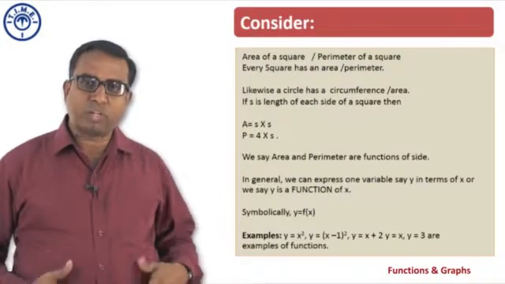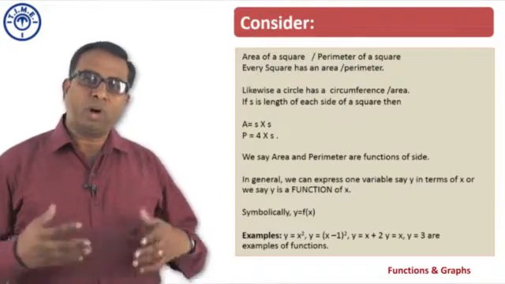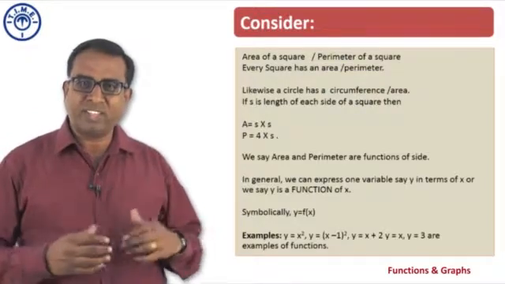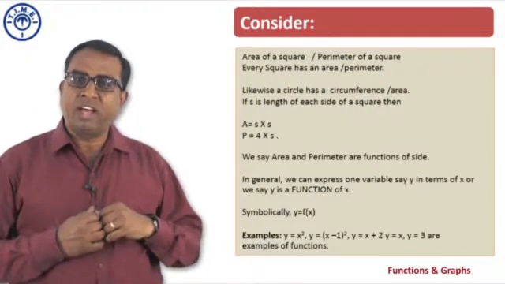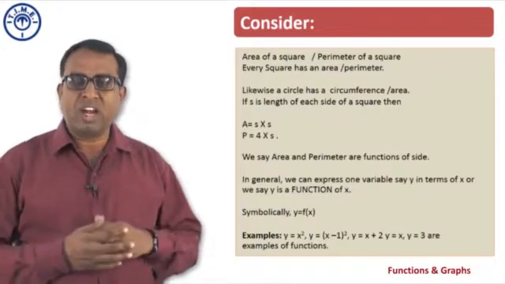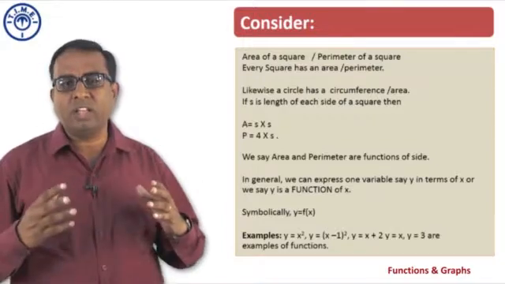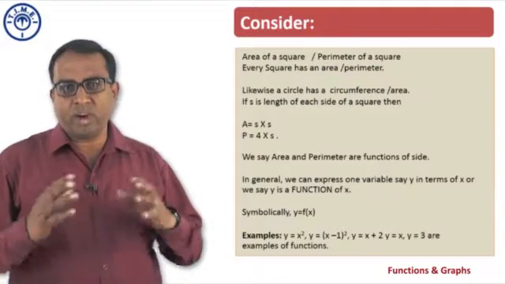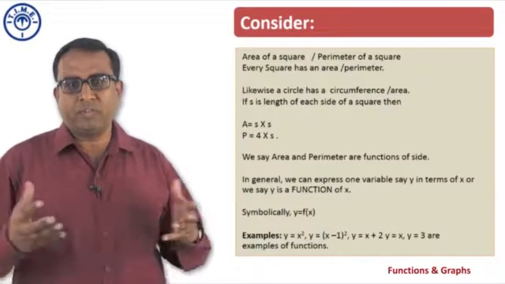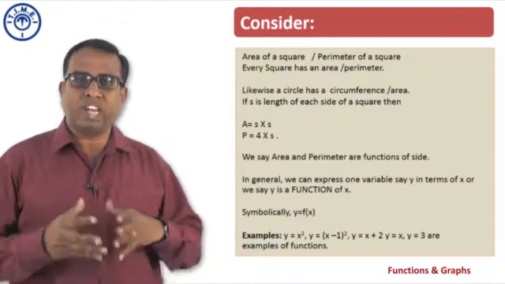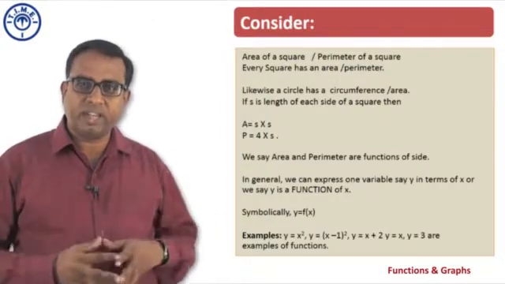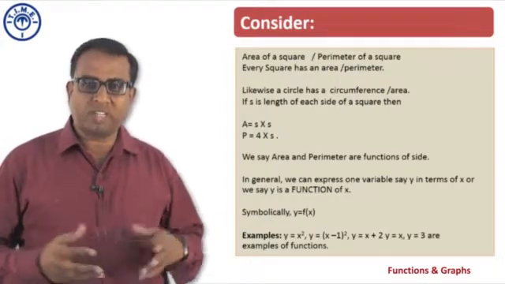I think we all know that a square has an area, and we also know that a square has a perimeter. So every square has an area and a perimeter, and every circle has a circumference. In fact, you have only one area for a square and only one quantity as circumference for a circle. We all know the formula for area of a square: side into side. If you denote S as side, side into side is area. The perimeter is 4 times side.